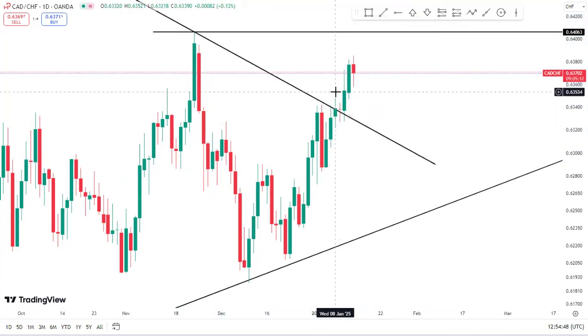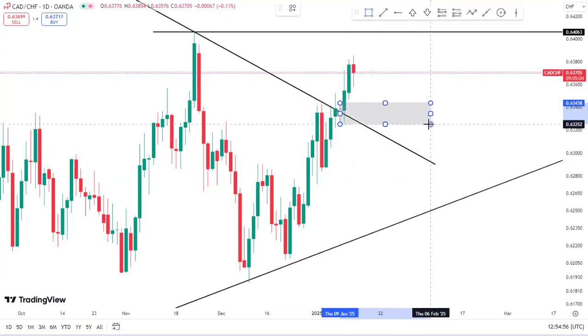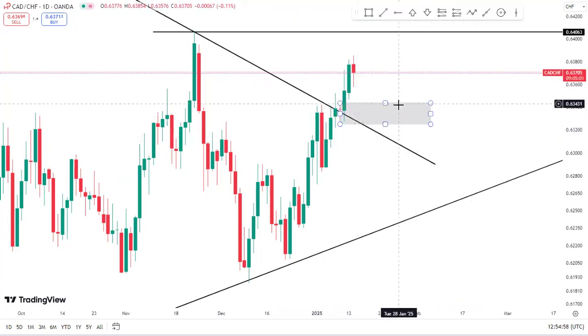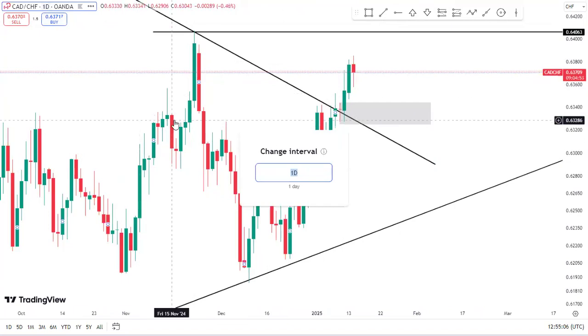They have broken and went up. They came back again to test, and then they continue. Now you have the continuation pattern here. So it means when they come back here, they'll just test this continuation pattern and continue with the trend. This is what we get on the daily time frame. Let's then move to a 4-hour time frame.